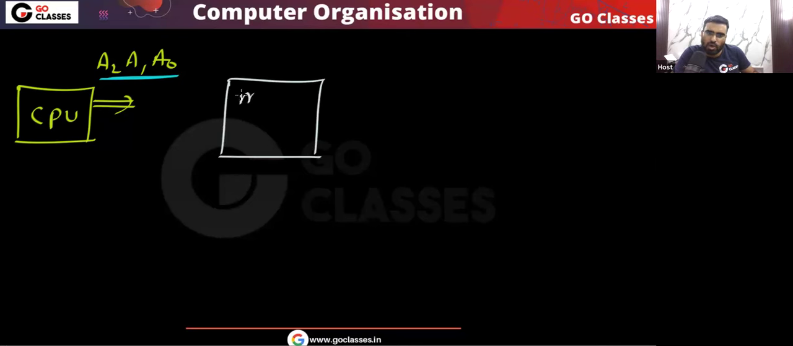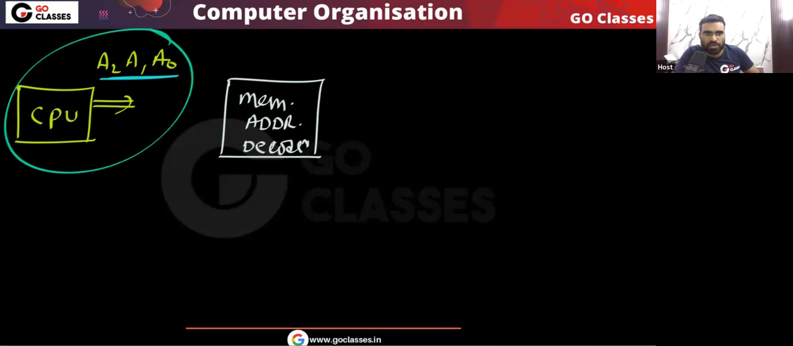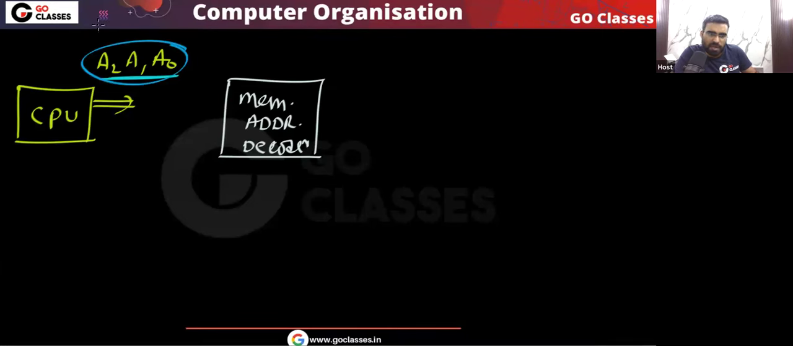See what happens. So this CPU is generating a 3-bit address: A2, A1, A0. Correct? Now, what will happen in this situation? Here you have a memory address decoder. Yes or no? Let's understand this, that the CPU is generating a 3-bit address. So in this IO mapped IO, here you have a 3-bit address.